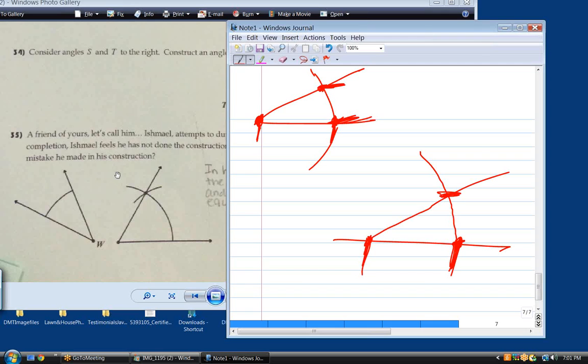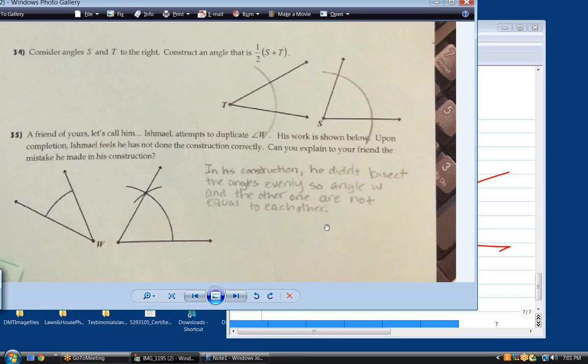So in the explanation, you might say that in his construction, he used only one compass setting, and he still needed two. You need more than one. Right, and it doesn't really have anything to do with him bisecting that angle. It just has to do that when you're copying an angle, you have to use two compass settings.